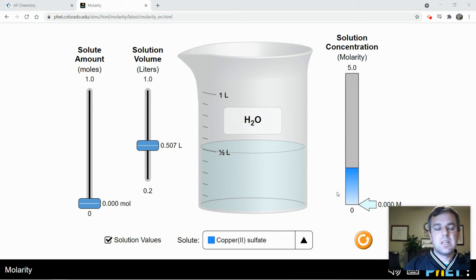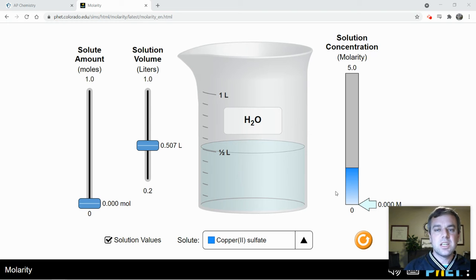Now, there are some things with solutions that are pretty easy to figure out. For instance, when you are dissolving a salt into water, as that dissolves, you're increasing entropy, because anytime you dissolve a solid into solution, that increases entropy. And then there's also energy changes that are associated with that from a thermodynamic standpoint.